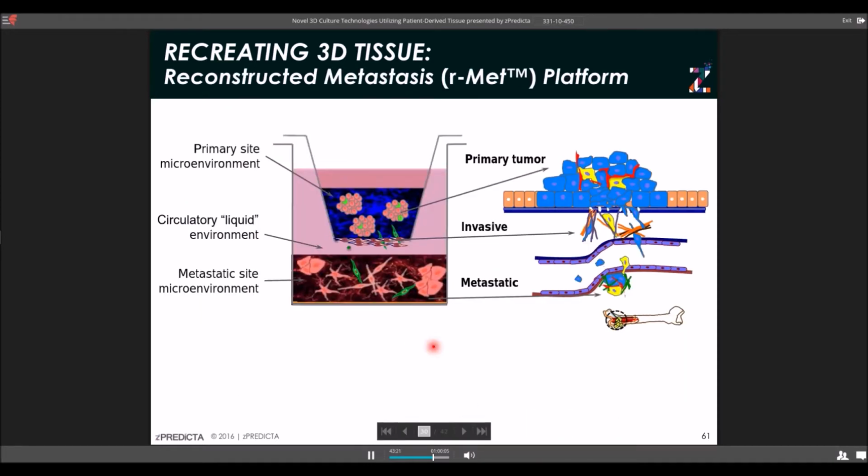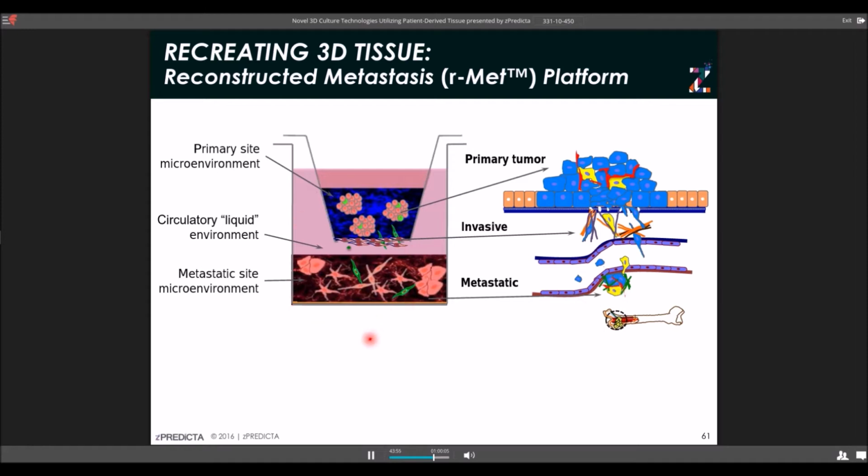Another application of our technology is really trying to recapitulate the environment of the multi-step nature of metastasis. So tumor spread really goes through a number of stages where cells go from one environment to another environment and they have to survive there. So we have to really mimic this ability of the primary tumor to break through the basement membrane, travel through the tissue into the blood vessel, and then extravasate somewhere else and survive there.